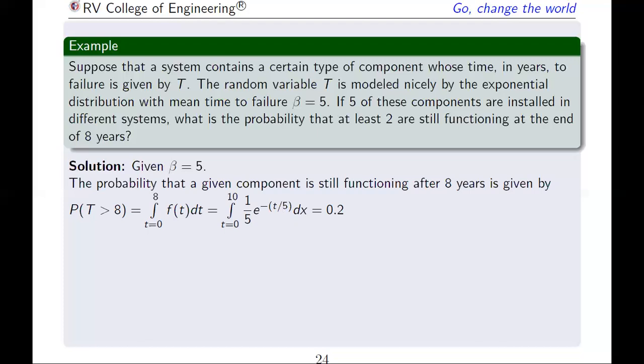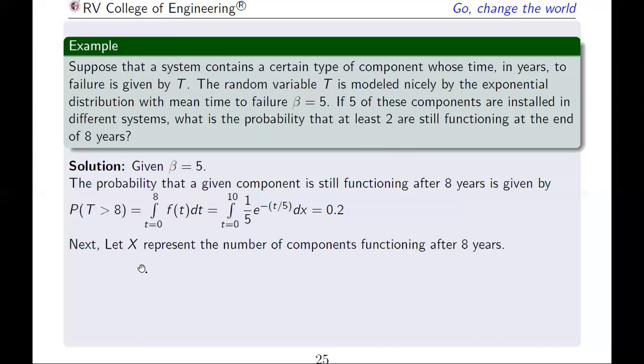The next part of the problem is different, where we see that 5 of these components are installed in different systems, and we ask what is the probability that at least 2 are still functioning at the end of 8 years? So here the random variable x is not continuous, it is discrete. Therefore, I consider x representing the number of components functioning after 8 years, and I use the binomial distribution as there are only two outcomes.